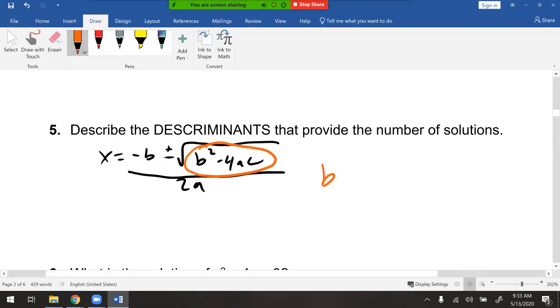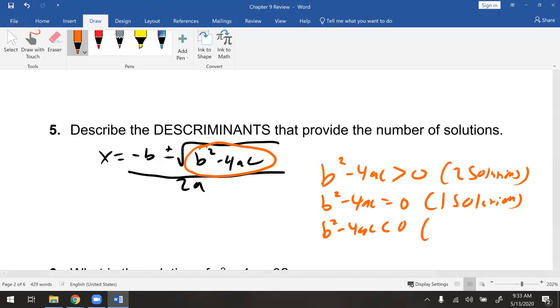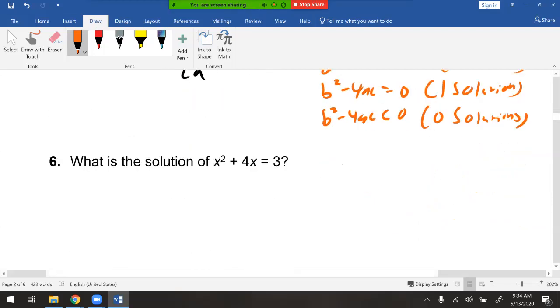Okay, if your b squared minus 4ac is greater than 0, you have 2 answers, 2 solutions. If your b squared minus 4ac equals 0, you have 1 solution. And if your b squared minus 4ac is less than 0, you have 0 solutions, no x-intercepts. Okay, there should be 0 questions about this. It's basically the inside of the quadratic formula, okay?